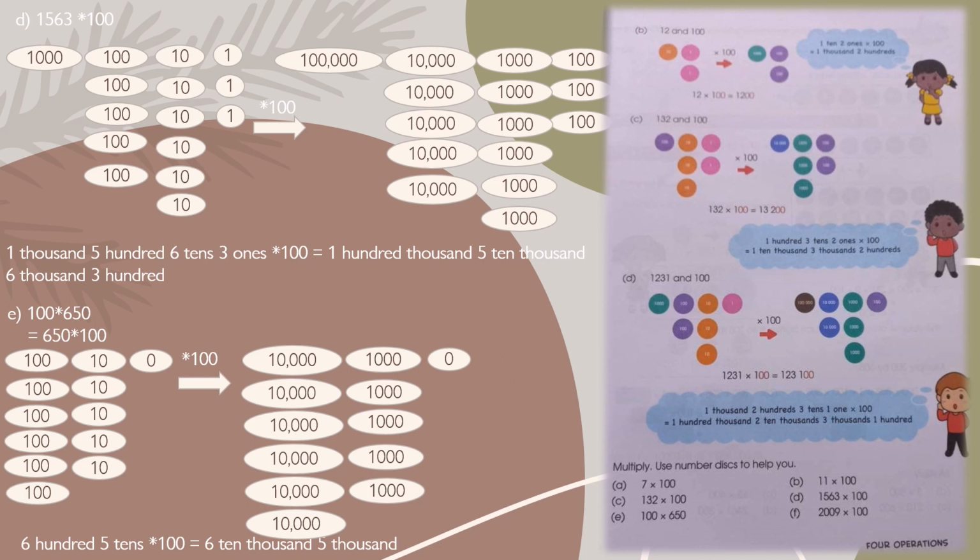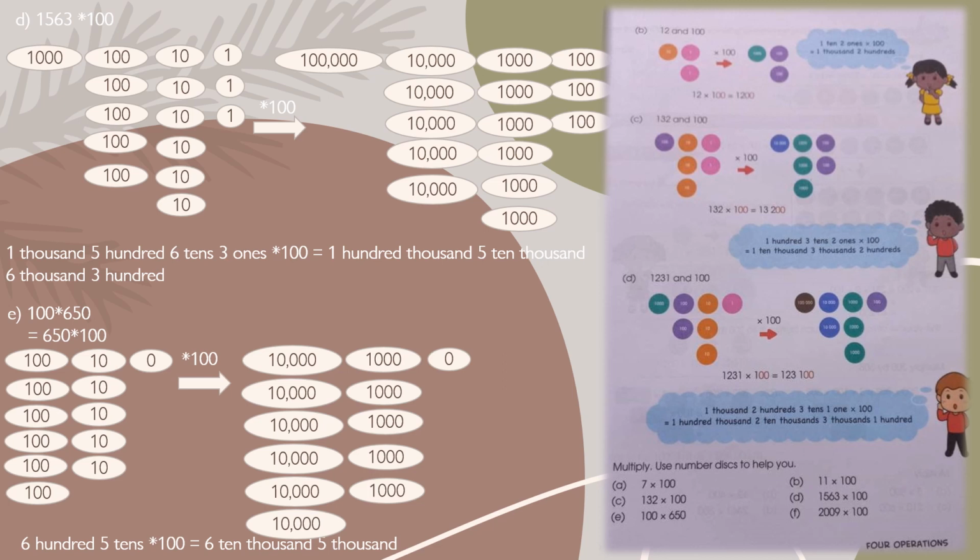Similarly, in part E, we have 100 multiplied by 650. If we write it as 650 multiplied by 100, it is the same thing. Now it is in the same format as the other questions which we have previously solved. So we have 0 ones, 5 tens, and 600.